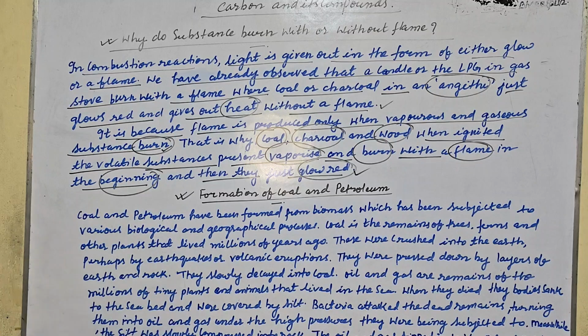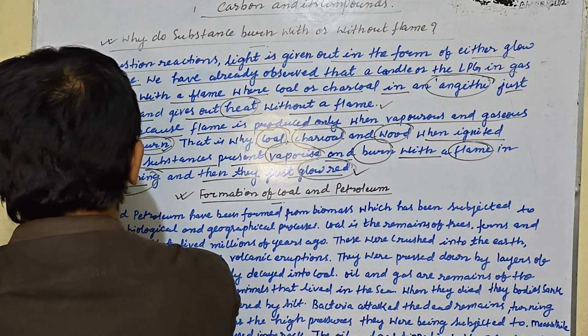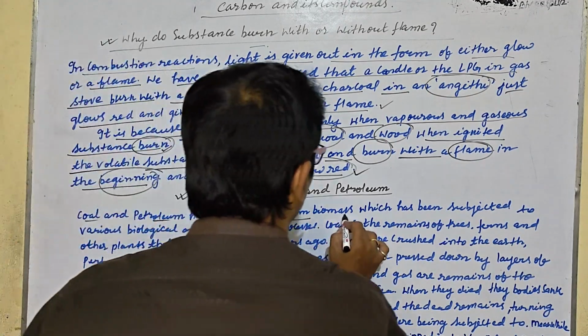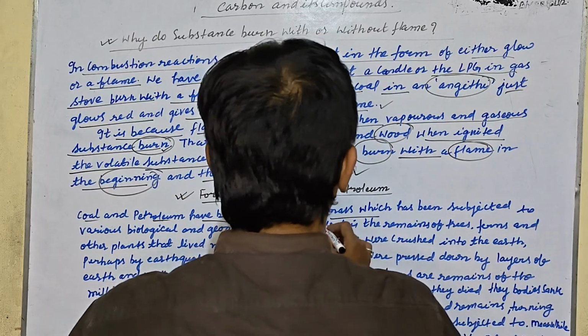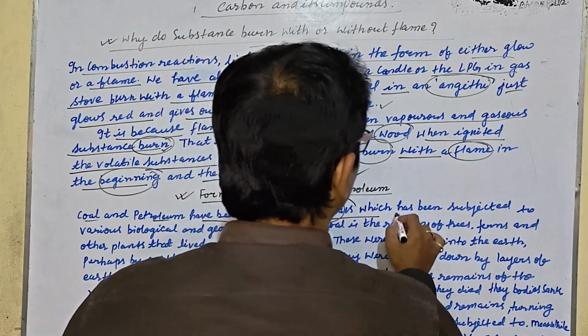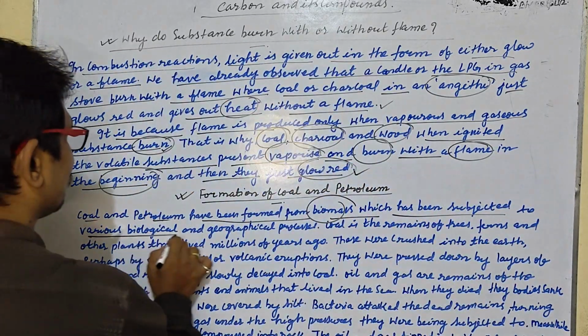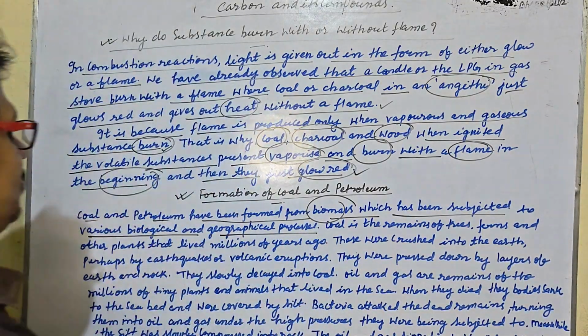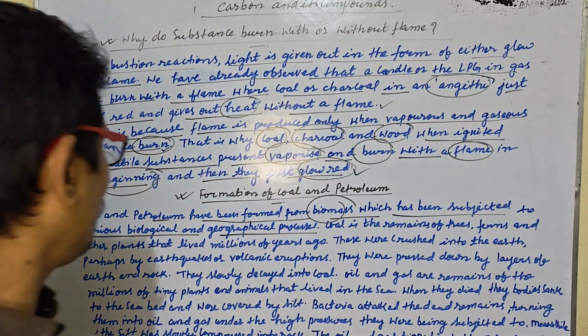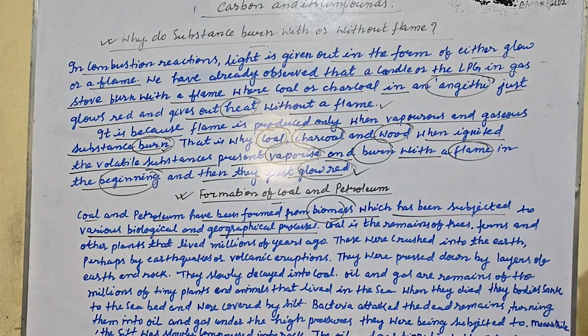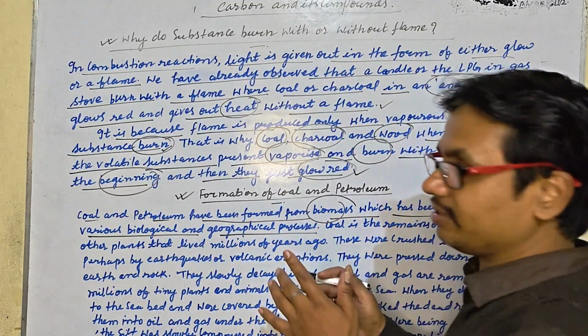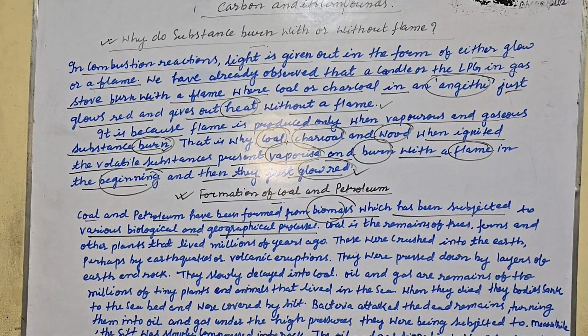Just understand, coal and petroleum have been formed from biomass which has been subjected to various biological and geological processes. So you can see the coal and petroleum have been formed due to the biomass which has been subjected to different types of biological and geological processes.